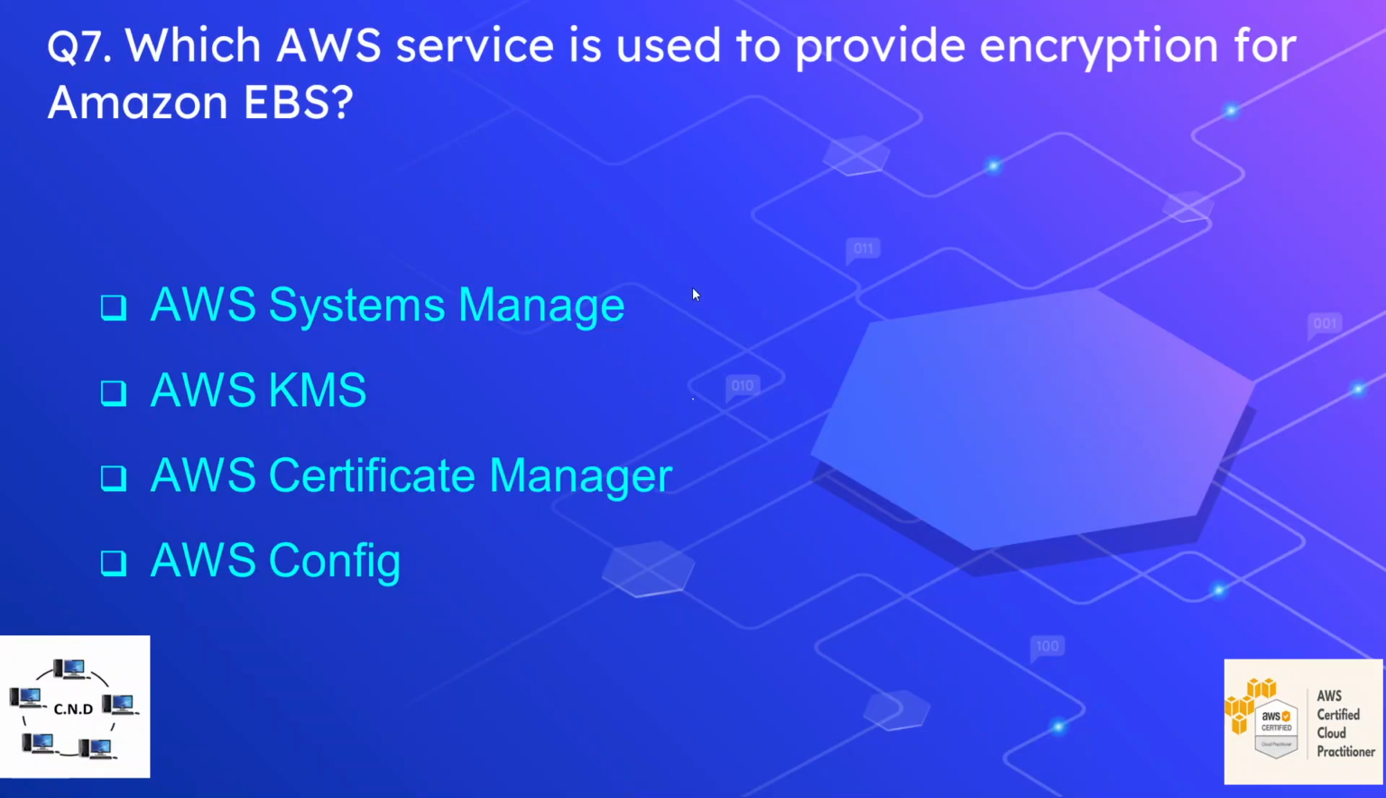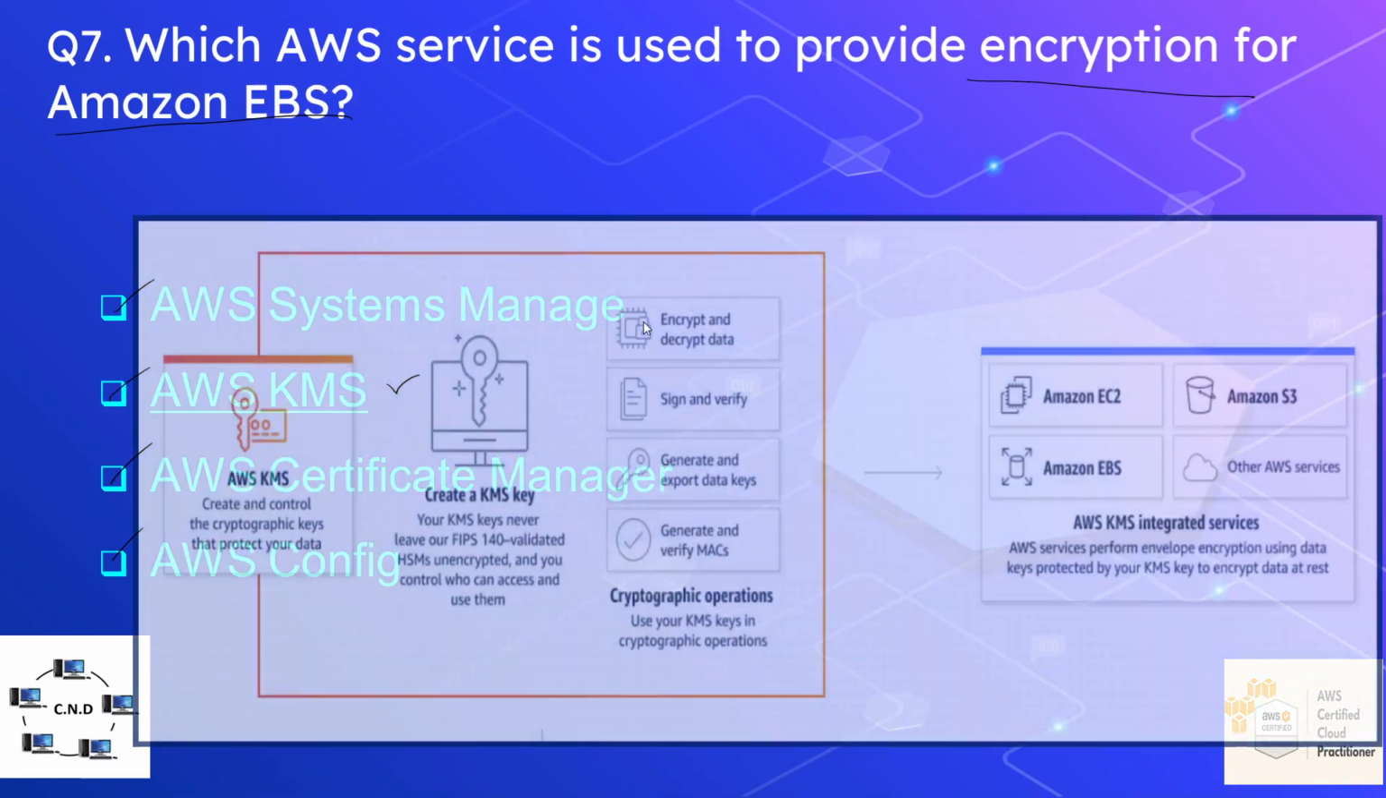services. Question number 7 is: which AWS service is used to provide encryption for Amazon EBS? The options are A, AWS Systems Manager, B, AWS KMS, C, AWS Certificate Manager, and D, AWS Config. And the correct option is AWS KMS, or AWS Key Management Service.